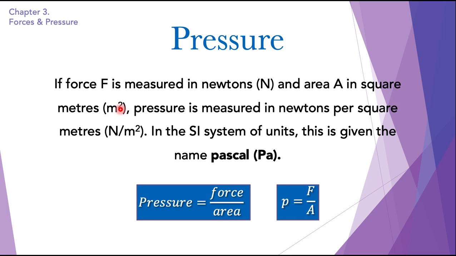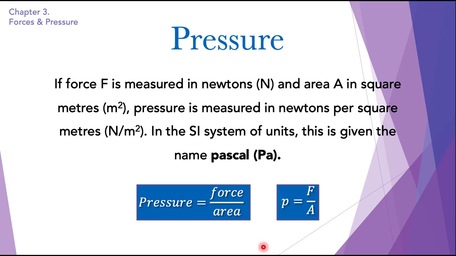If force is measured in newtons and area in square meters, pressure is measured in newtons per square meter, N/m². So in the SI system of units, this is given the name Pascal. So this is the equation we use to find pressure. Pressure is equal to force divided by area. In symbols, we write it as P is equal to capital F upon capital A.